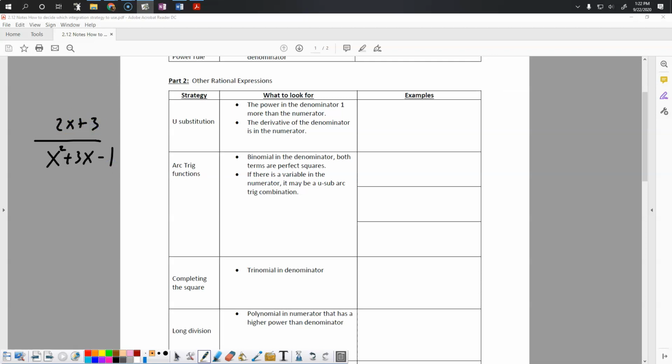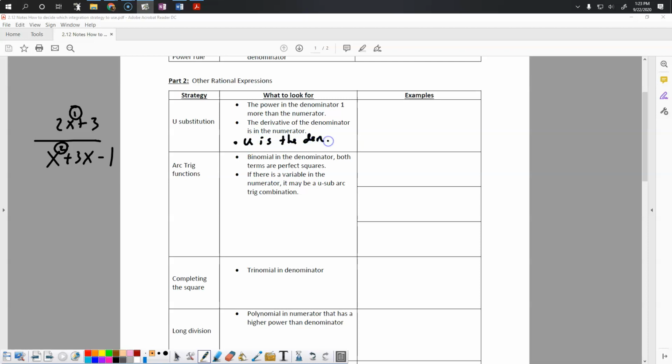Well, let's take a look at that really quick. Look at the power in the denominator. It's 2. Look at the power in the numerator. It's 1. The power in the denominator is 1 more than the power in the numerator. That's one clue that you're going to do U-substitution. And when you do that, this is something you should probably add to these notes, the U is the denominator.